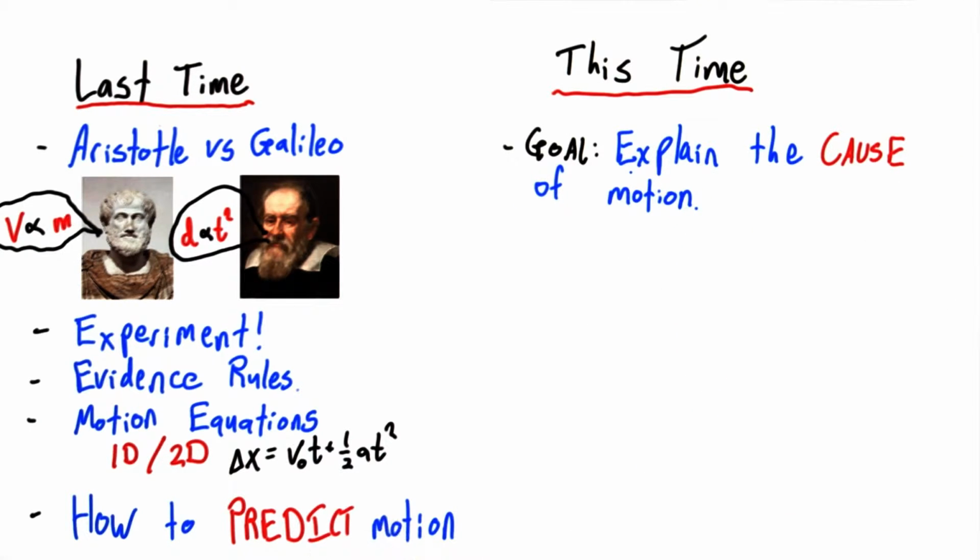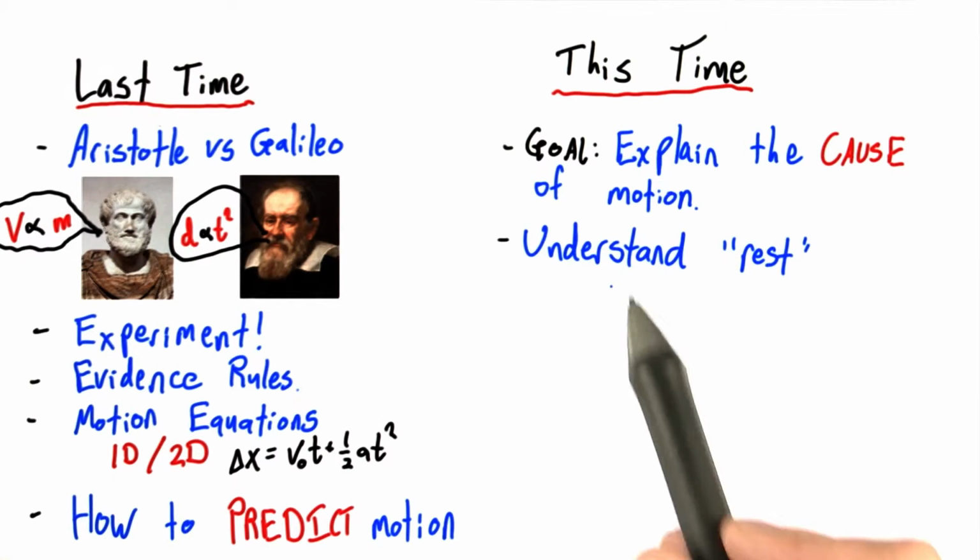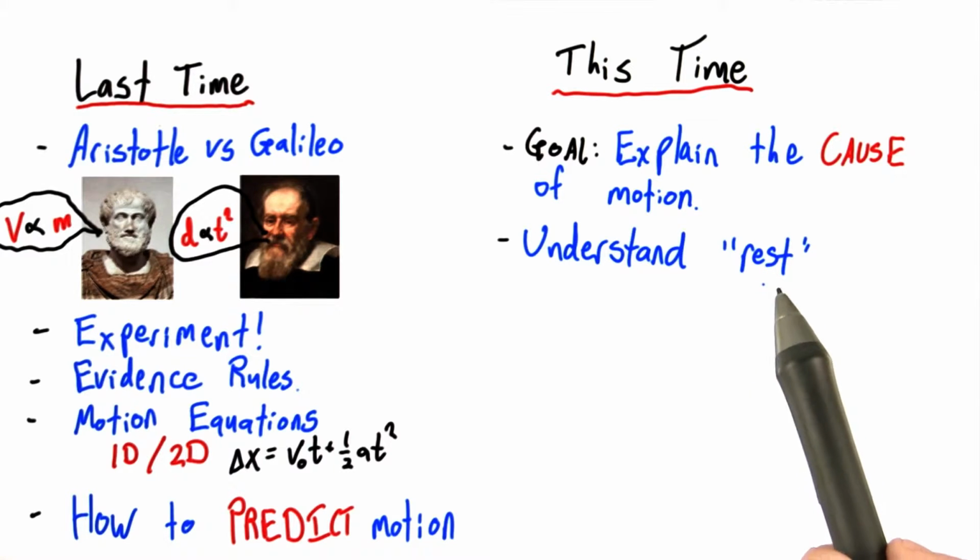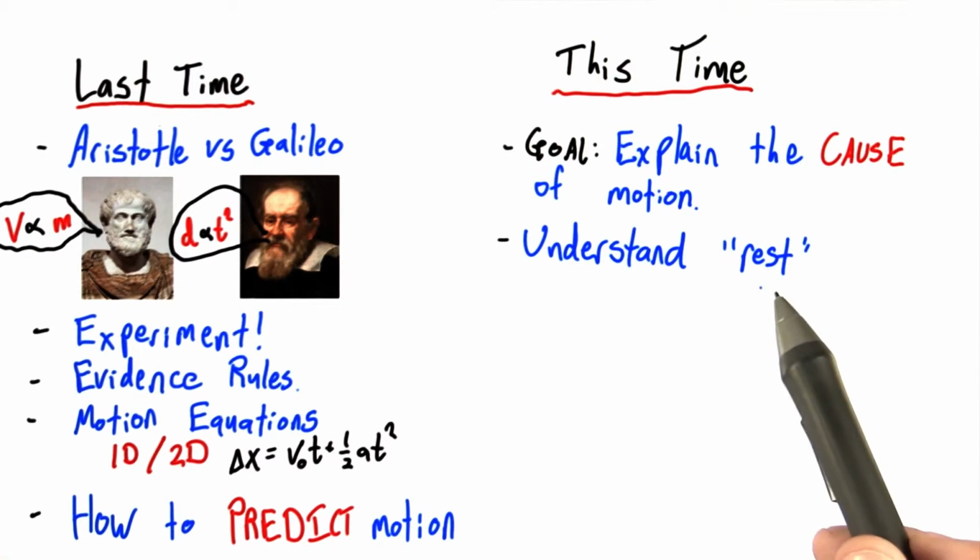We already know how to quantify and predict an object's motion, but we still don't know why an object is moving the way it is. To do this, we'll have to understand what it means for an object to be at rest. Seems like a straightforward concept, but actually a lot to learn here.